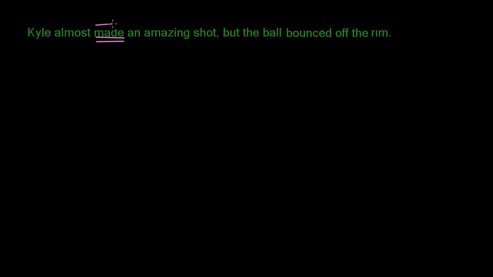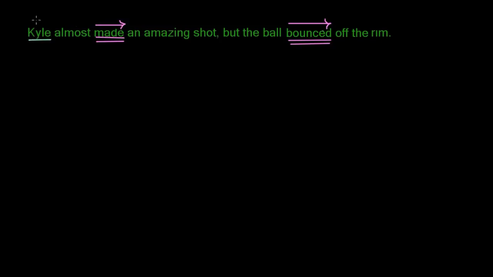The verb in the first sentence is made. It's a transitive verb because we will have a direct object, the noun shot. And the main verb in the second clause is bounced, and that's an intransitive verb because there is no direct object. Bounced is followed by the prepositional phrase, off the rim.